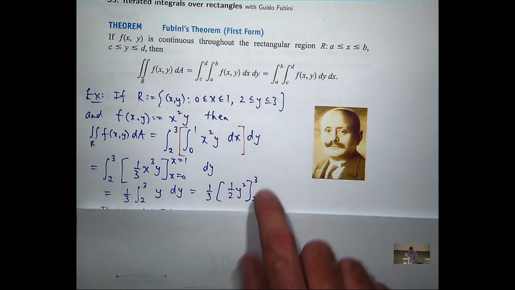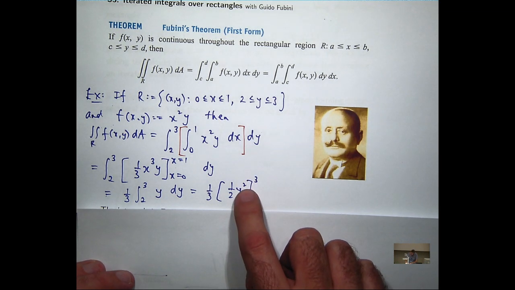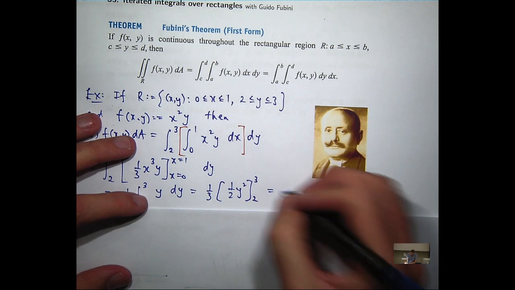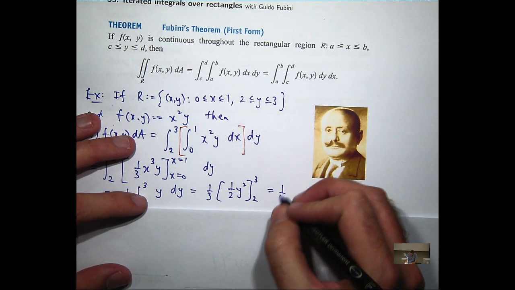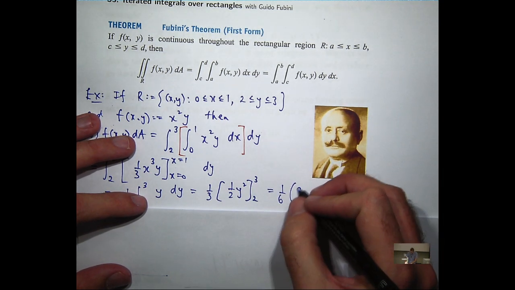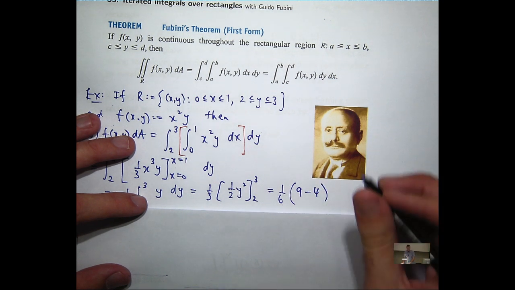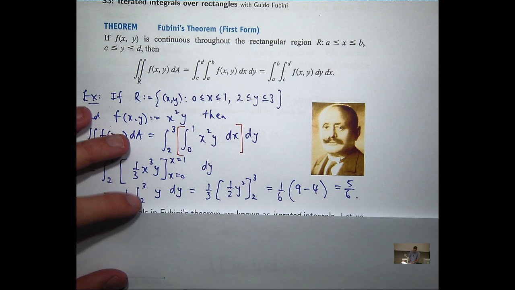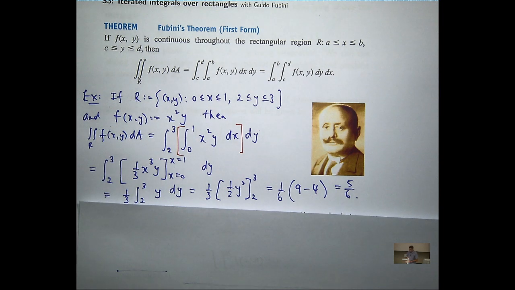So these numbers here then just relate to the y. So I can pull out the 1/2. So I'm going to get 1/6 times 9 minus 4. Okay. Pretty easy, right? Pretty easy.